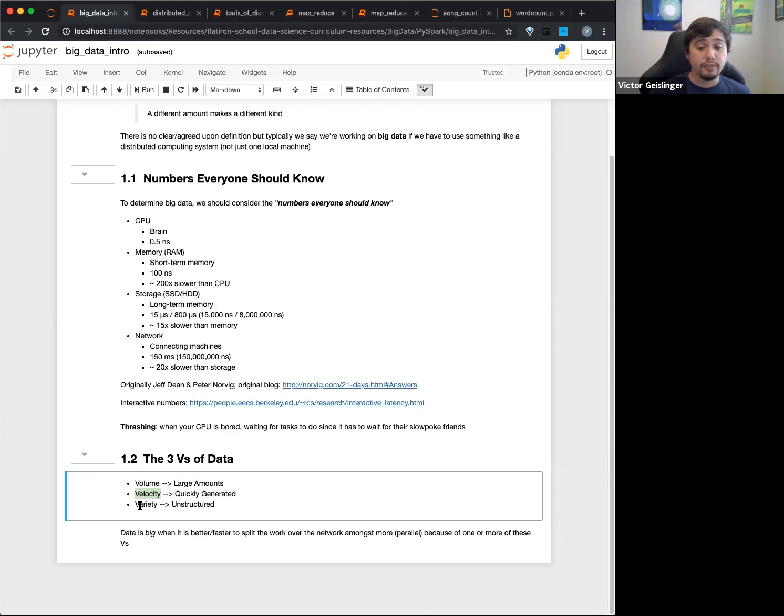Okay. And the third part is variety, which is a little subtle. You might have heard a term called a data warehouse. I don't know if you've heard that before, but a data warehouse is kind of like keeping data in your nice database. It's all neat and structured and everything like that.